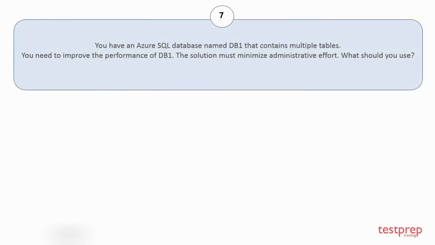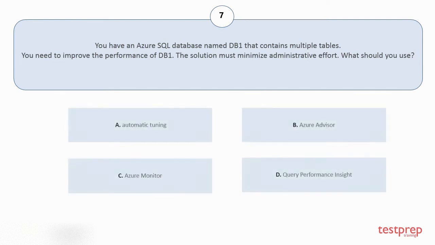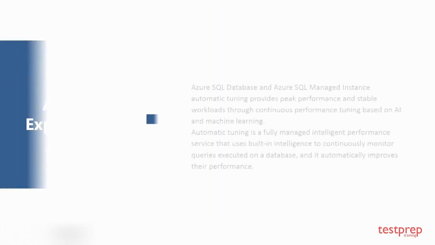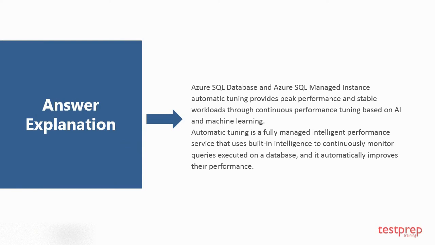Question number 7. You have an Azure SQL database named DB1 that contains multiple tables. You need to improve the performance of DB1. The solution must minimize administrative effort. What should you use? Your options are A. Automatic tuning, B. Azure Advisor, C. Azure Monitor, D. Query Performance Insight. The correct answer is option A. You can refer the following for the explanation of the answer.